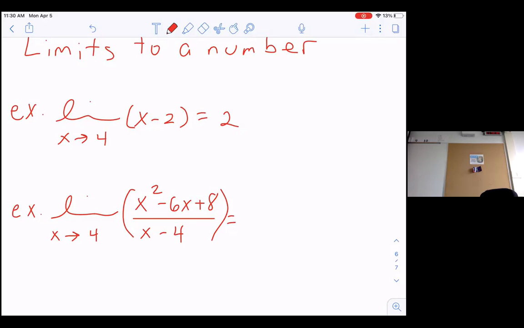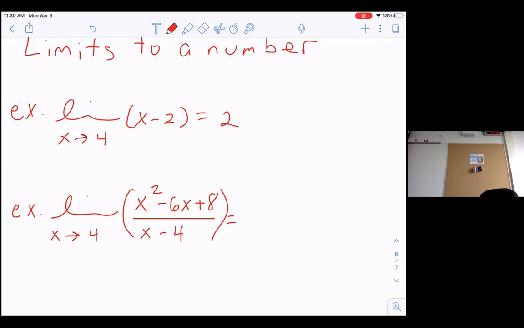And the reason that causes a problem is because I can't do that direct input here. Because if I put 4 into the function, the top is fine. I could do 4 squared minus 6 times 4 plus 8. Problem is 4 minus 4 is 0. I can't have 0 in the denominator. Now, that doesn't mean the limit doesn't exist, though. What that means is we need to try a different method. So the first thing is recognize that we can't just directly plug it in. Then we're going to try a different method. But the good news is that method is not so bad.